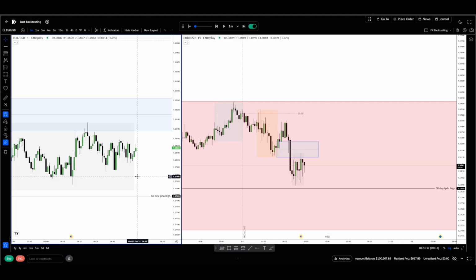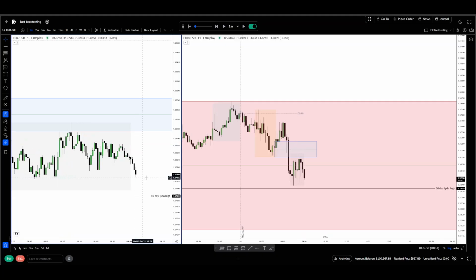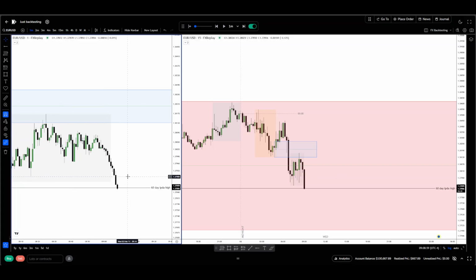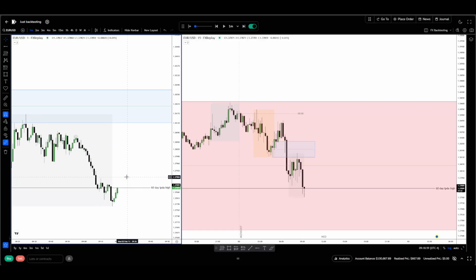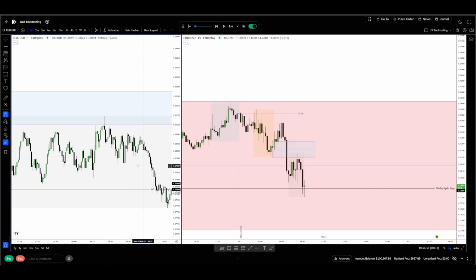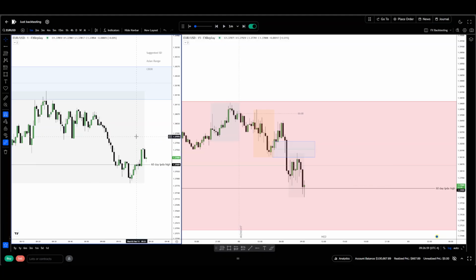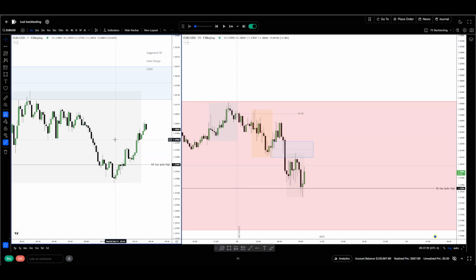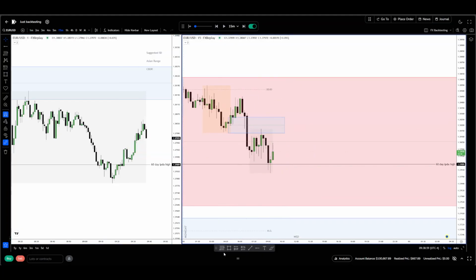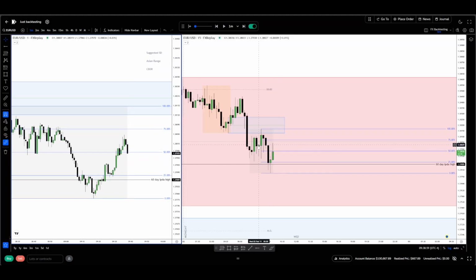So price is consolidating. Maybe there's news, I'm not sure. Don't see it. Okay, so price is going without me, which is fine. It wasn't a really real displacement move. So again, we have a new dealing range from this high to this low. And the only thing we have is this breaker where price tapped into.